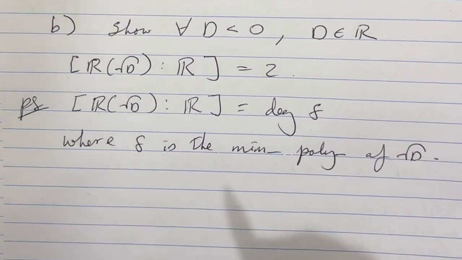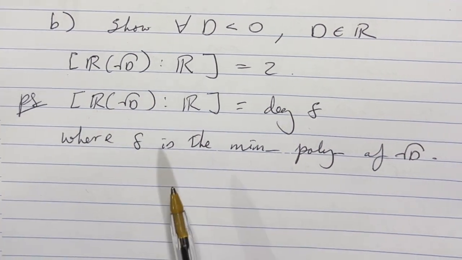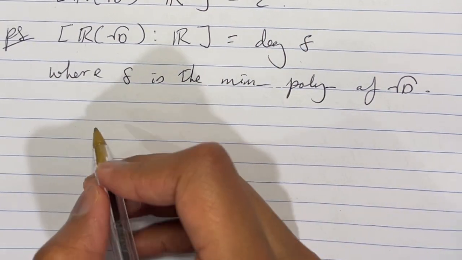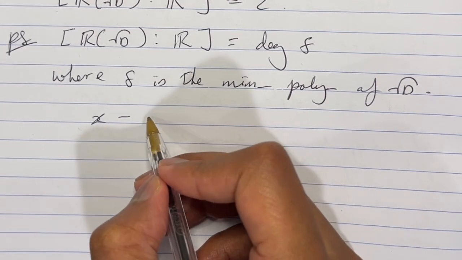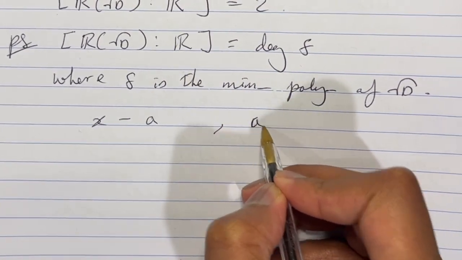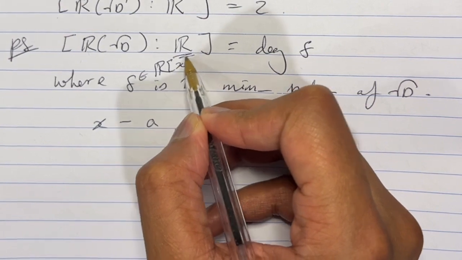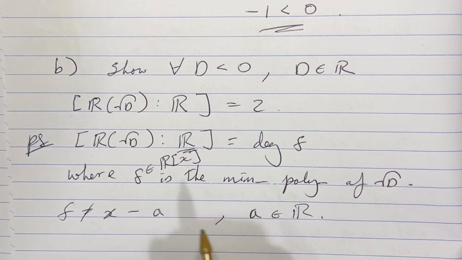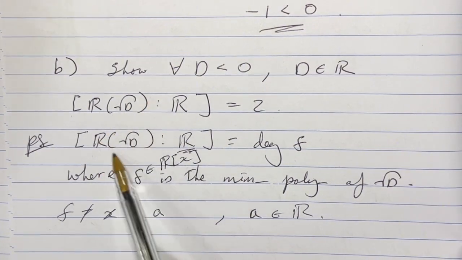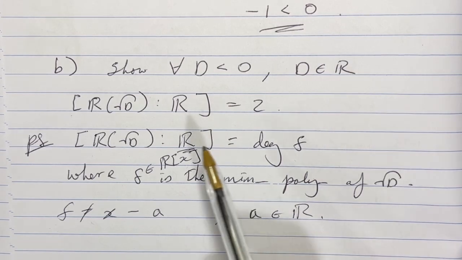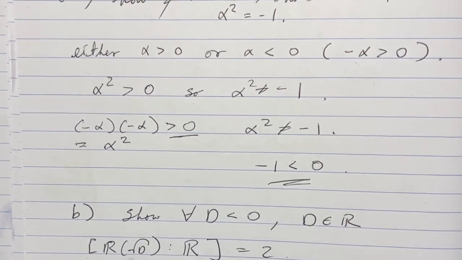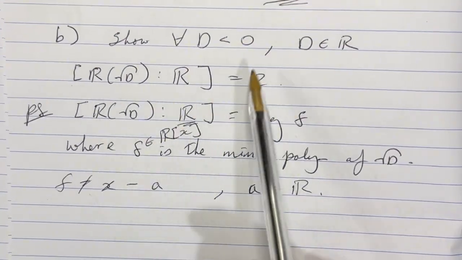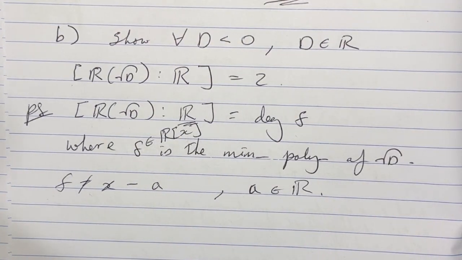Okay, so the question now is, what is the minimal polynomial of the square root of d? Well, we know it's not going to be a linear polynomial. We know it's not going to be x minus some a, where a is a real number, since I wanted to have real coefficients. The reason f can't be this is because we showed that negative numbers don't have a square root in the real numbers. In particular we showed that for -1, but this argument works for other negative numbers as well.